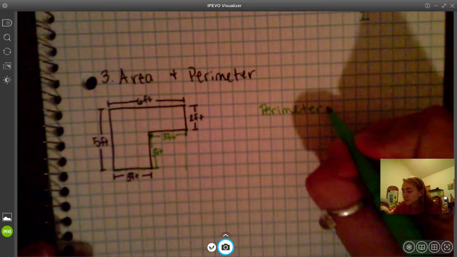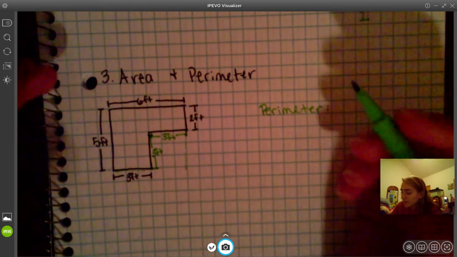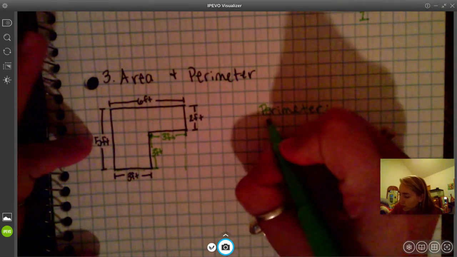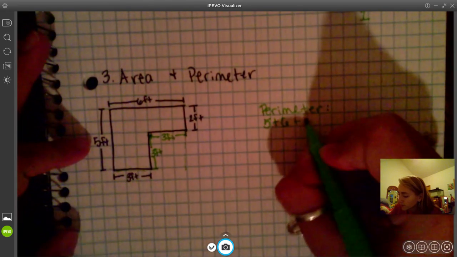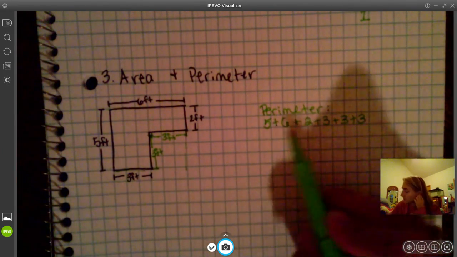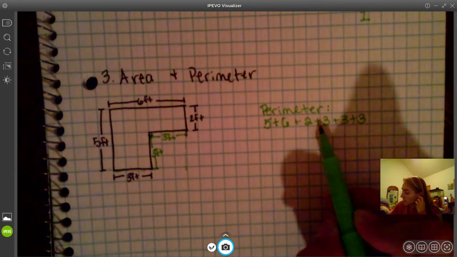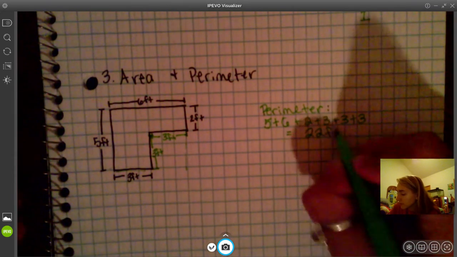So for my perimeter, it's pretty easy. Once I find all my side lengths, I just have to add everything together. I'm going to start at the 5 and go clockwise. So I've got 5 plus 6 plus 2 plus 3 plus 3 plus 3, which if you add them together, you get 11, 13, 16, 19, 22. So that equals 22 feet.